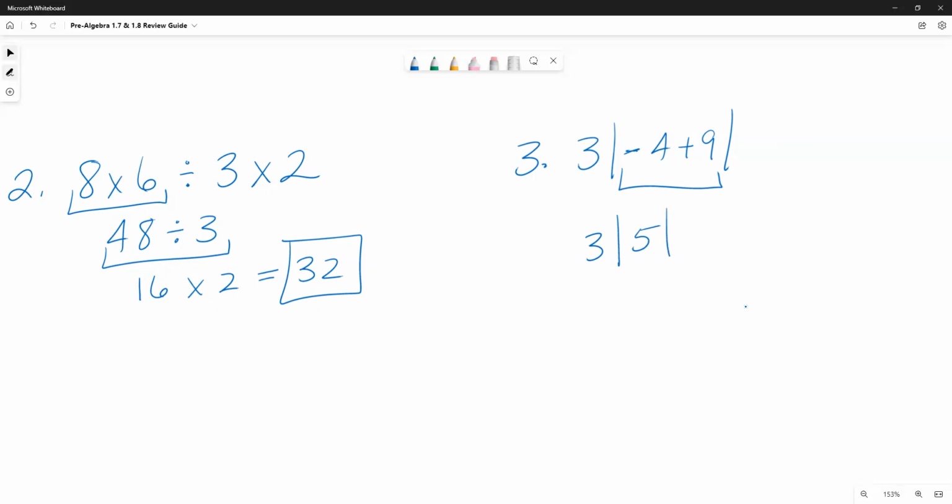Right, so now what do we do? Right, this is multiplication. So I'm just going to go ahead and get rid of the absolute value because the absolute value of 5 is 5. And my answer is 15. Yes.